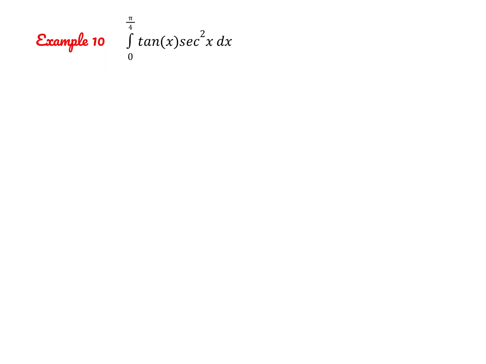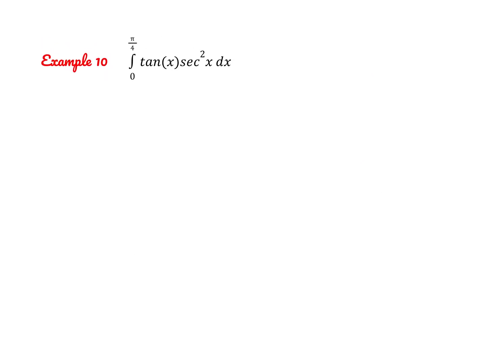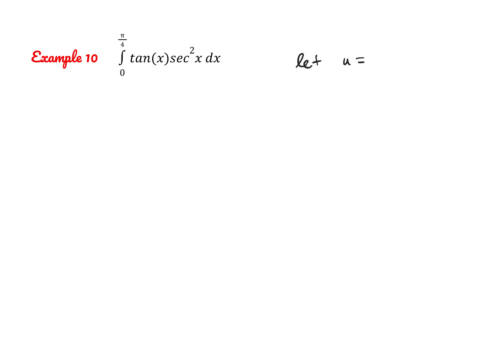All right, let's try another one together. So here we have another definite integral, so now we need to look for our u-sub values. We know that the derivative of tangent is secant squared, so it's definitely going to be the easiest route to set tangent equal to u. So we know du/dx is secant squared of x, so du equals secant squared of x dx. Now we have everything we need for a substitution.